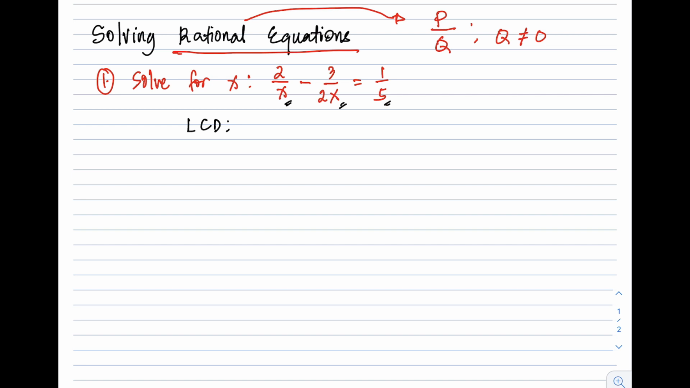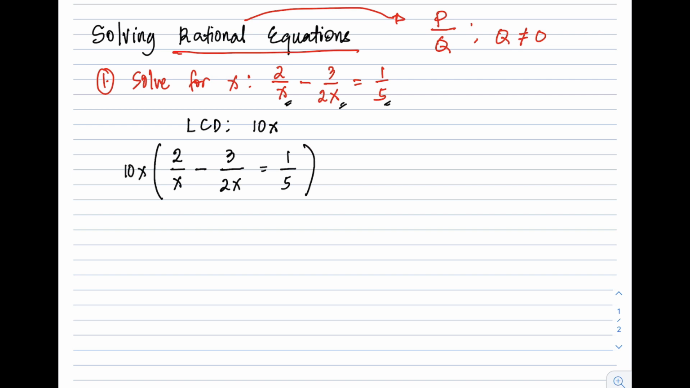So, dun sa 2 and 5, alam naman natin ang LCD niyan is 10. Then since meron tayong variable sa ating denominator, so kailangan nating idagdag yung x. Okay? Then step 2, we need to multiply each term of the equation by the LCD. So dito, i-distribute natin yung 10x dun sa ating equation.